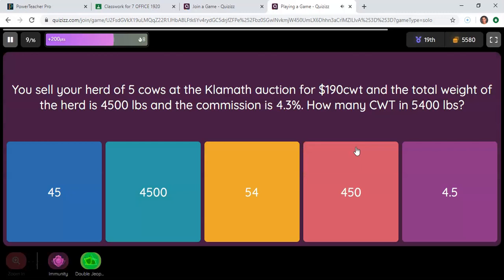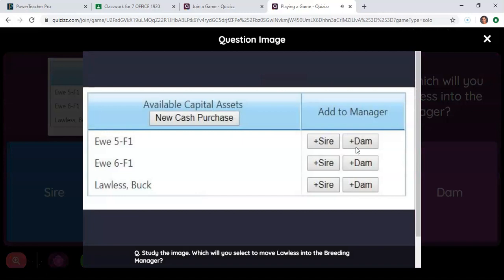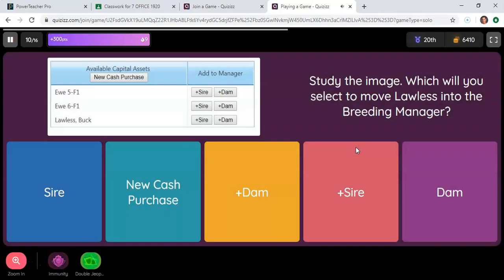Alright, so we're given a bunch of information in this one, but the question really is right here. How many CWT in 5,400 pounds? Which is not even related to any of this. So once again, take that decimal place, divide by 100. You would divide that by 100 and move 2 places to the left. 54 CWT. Which will you select to move Lawless into the breeding herd manager? There's Lawless. He's a sire plus sire.